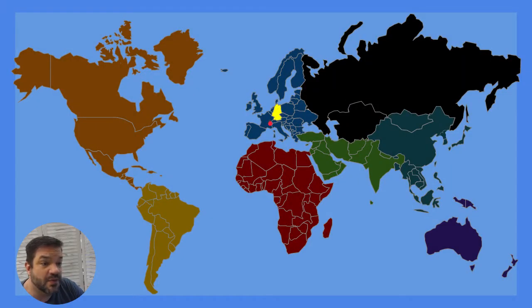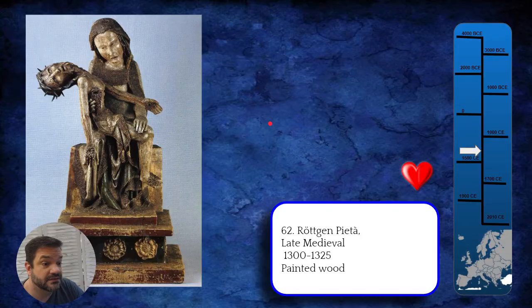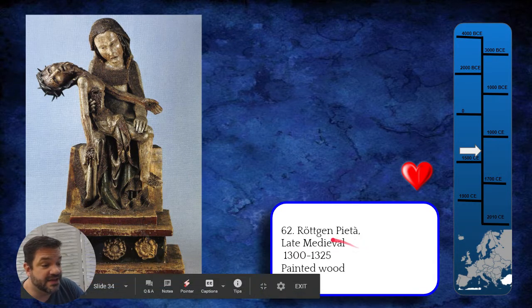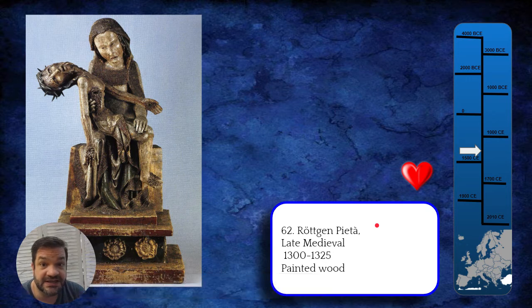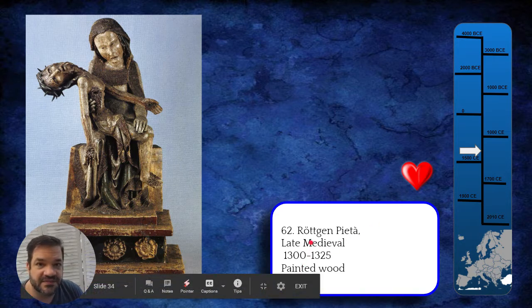Now, our next piece comes from modern-day Germany. This is called the Rotgern Pietà. A pietà, lowercase p, is a scene, a statue where Mary is holding the dead Christ. Now you can see here this wooden statue, that it is highly emotional, and that's the point. They want to make you feel something.